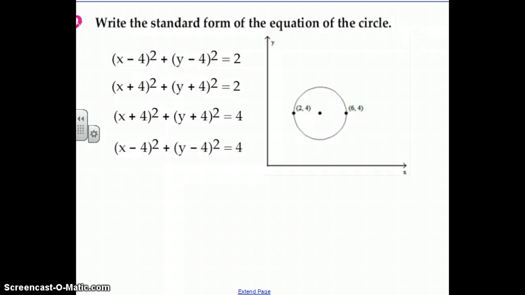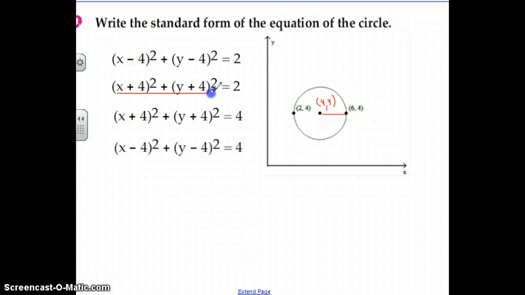Again, some multiple choice problems. If I give this to you on a test, the first thing I would do is try to identify the radius, which is difficult to do without finding the center. So you might have to use the midpoint formula. Halfway in between 2 and 6, if I add those up, the midpoint is 8 divided by 2, which is 4. And halfway in between 4 and 4 is, again, 4. So it looks like the center is 4, 4.